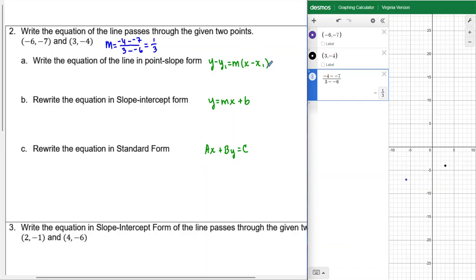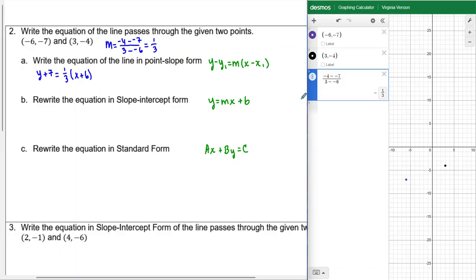All right, so now we're going to go ahead and put everything in point slope form. So it's going to be y minus y1. You can pick either of these points. Just take your y coordinate, which is minus a -7. That's going to turn into a +7, equals the slope, which is 1/3, times x minus -6, minus minus is +6.